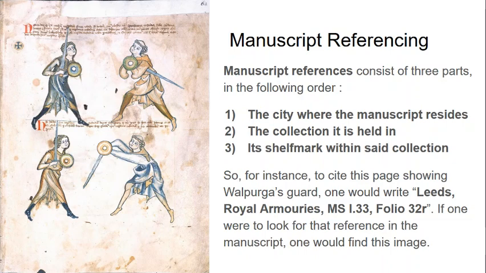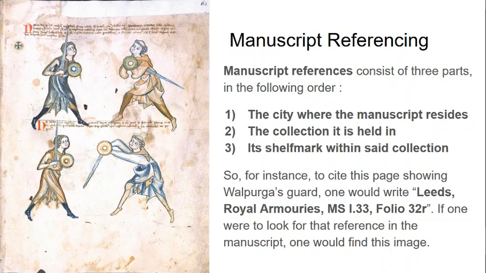And if you want to reference this, so if you want to make an argument saying that there were specific women's martial arts styles in medieval Europe, and you want to give your evidence for this, you would say there is a woman depicted in the early fight book, Walpurga, and she has her own specific guard, and you can find this guard in Leeds Royal Armouries MS I-33 on folio 32R.